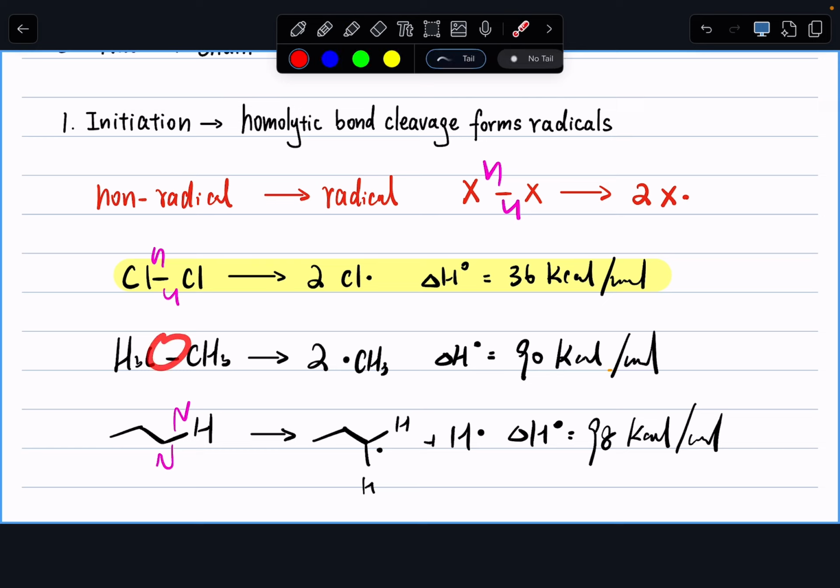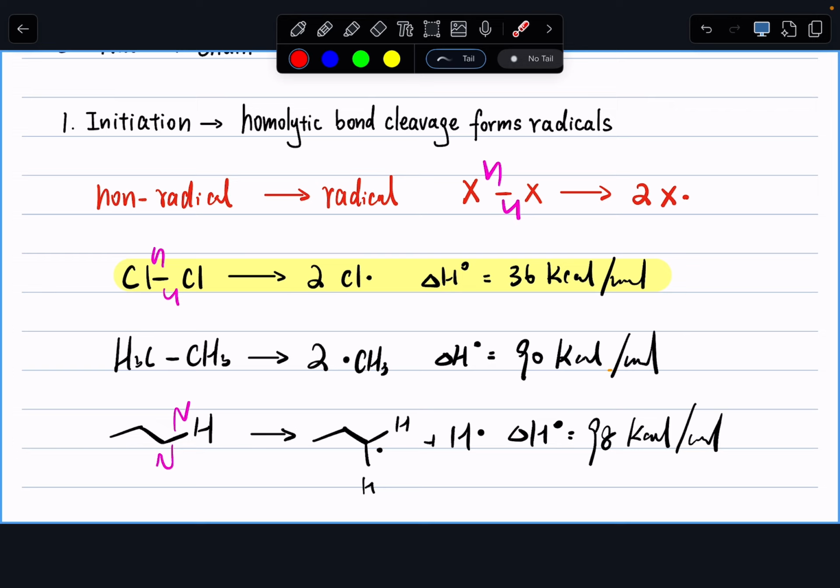Two, these two are not really happening. I add them here just to demonstrate that these are much stronger bonds compared to the chlorine-chlorine bond. And hence, in the initiation, more likely we're breaking the Cl-Cl bond to form the radical initiator.